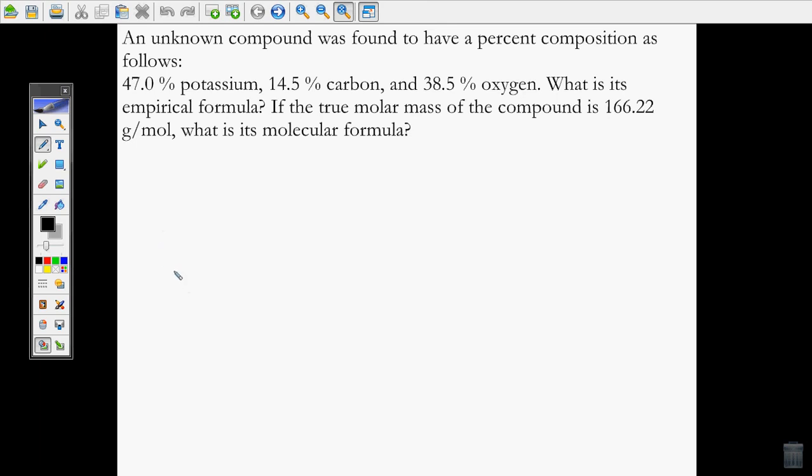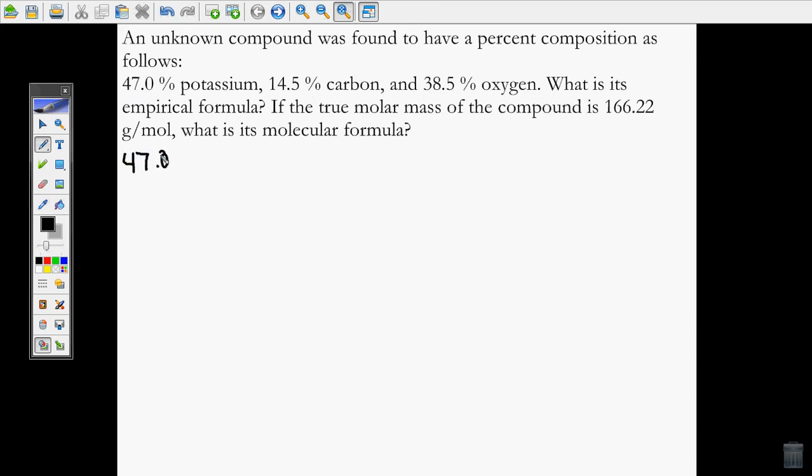An unknown compound was found to have a percent composition as follows. So we have our percentages. What is its empirical formula? And then if the true molar mass of the compound is this, what is its molecular formula? So first I'm going to find my empirical formula and assume that I have 100 grams.